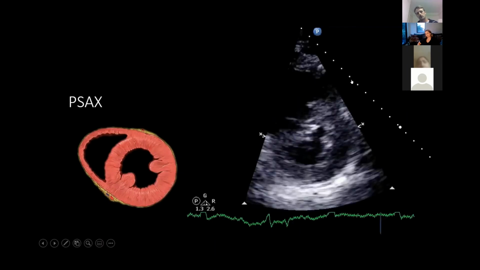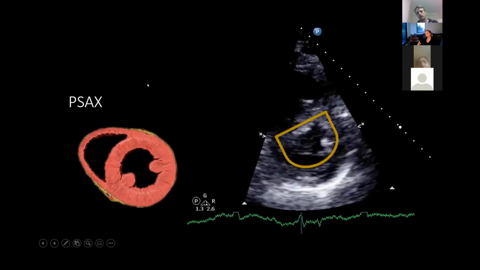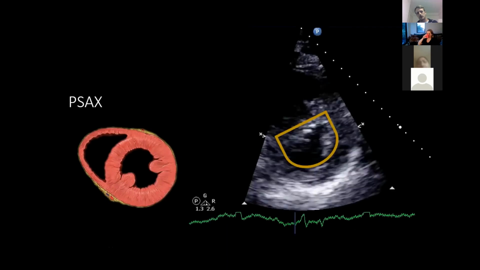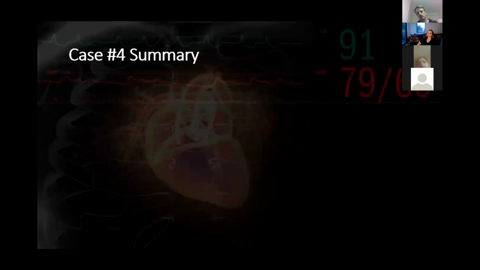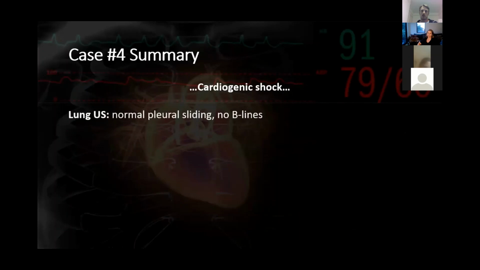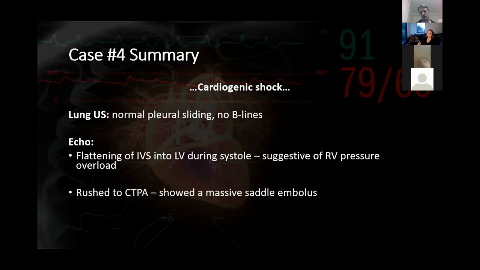Rather than a regional wall motion abnormality, and it was a difficult echo, but I wonder if you think that this LV looks a little bit D-shaped. So we thought so. We then thought, okay, she's in cardiogenic shock. She's got normal pleural sliding and no B lines, so she doesn't have an interstitial syndrome. So why is she so hypoxic? And she's got a flattening of her interventricular septum into the LV during systole. This is suggestive of RV pressure overload. And whilst we couldn't see very well, she did have a dilated RV and so on.